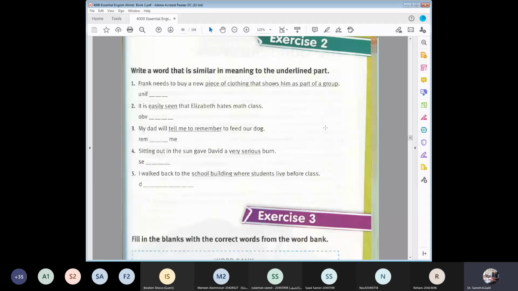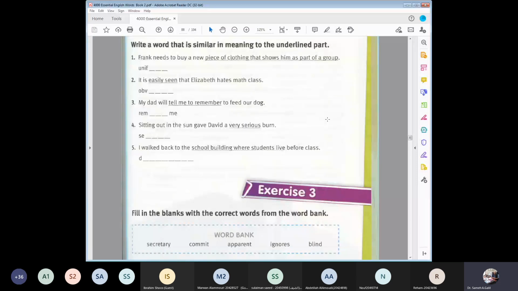Number 1. I will try it. What's your name? Abdullah Al-Amoudi. Okay, Abdullah, read the sentence and then complete the word. Frank needs to buy a new piece of clothing that shows him as part of a group: uniform. This is, of course, a uniform. If you wear clothes like everybody else, it means that you're wearing a uniform. Thank you, Abdullah. Number 2, everyone.